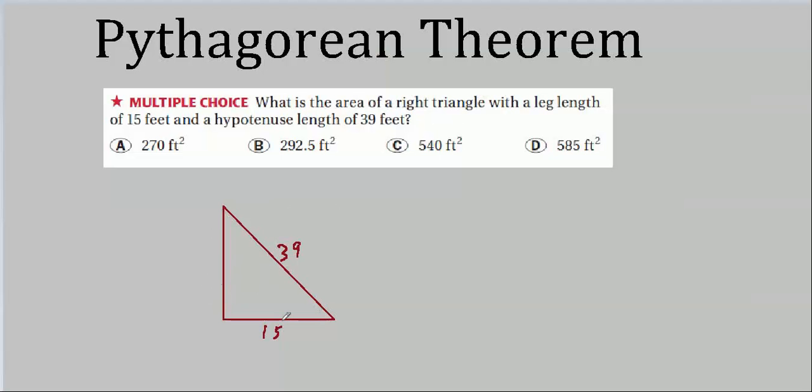But they tell us it's a right triangle. So that helps because we do know the hypotenuse. And if we call this x, well, we can start with our Pythagorean theorem, of course.